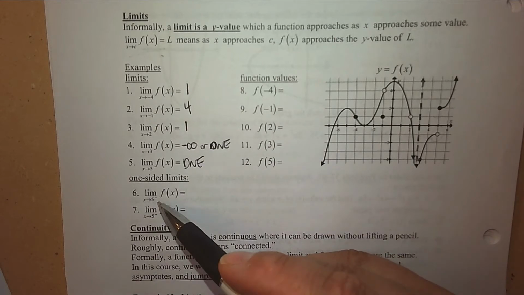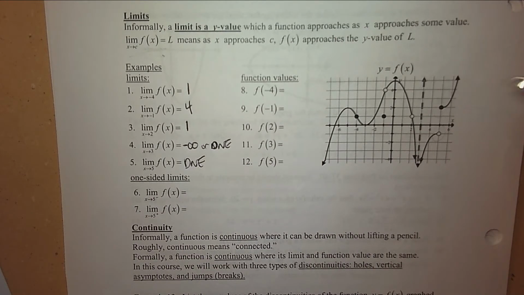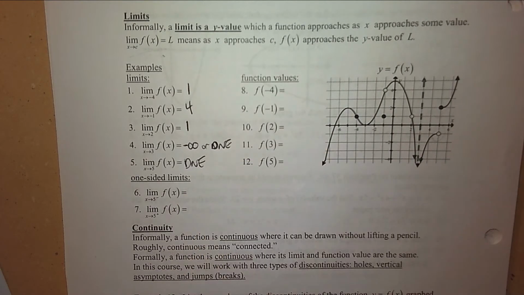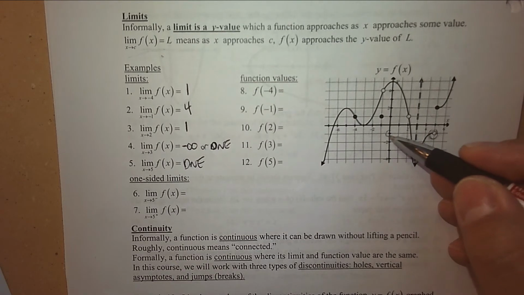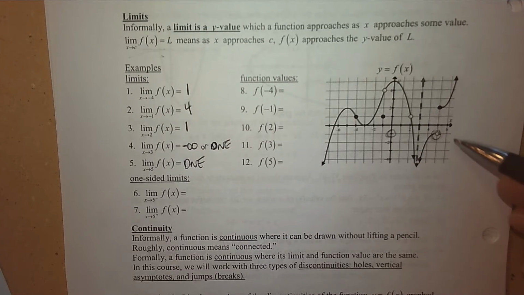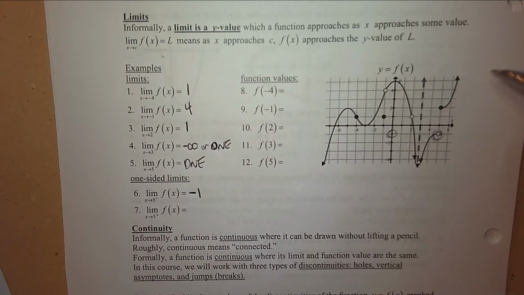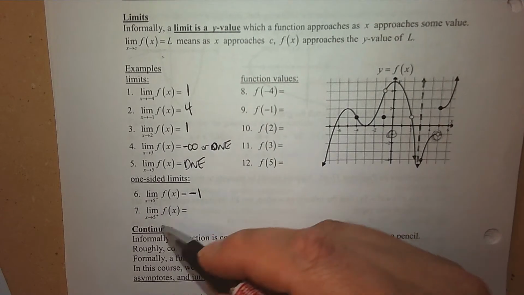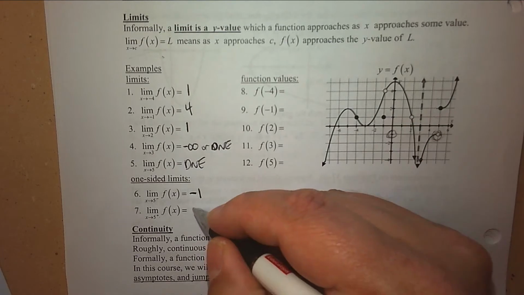What does that little negative mean on the 5? From the left. So 5 from the left is what y coordinate? Try again. 5 from the left. What's the y coordinate from the left that it's approaching? Got it? And then from the right side, that little plus means from the right. What y coordinate is it approaching?